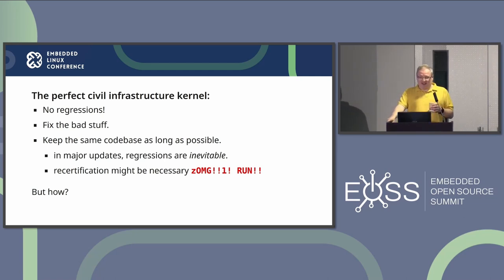You also want to keep the same code base as long as possible, and it's maybe not immediately clear what the benefit of that is. But one thing is, in major kernel updates, regressions are inevitable. And I'd like to open a parenthesis here. I wanted to back that up with numbers, because that's a claim that I kind of pulled out of thin air. I wanted to show a nice graph that shows, okay, you change your kernel, you die.